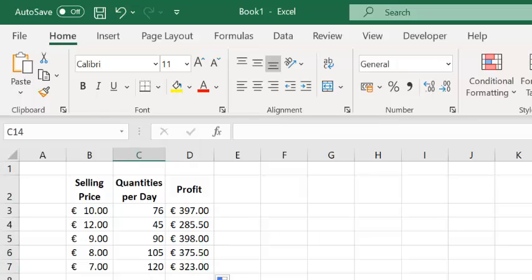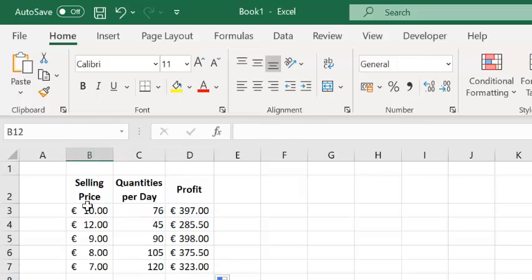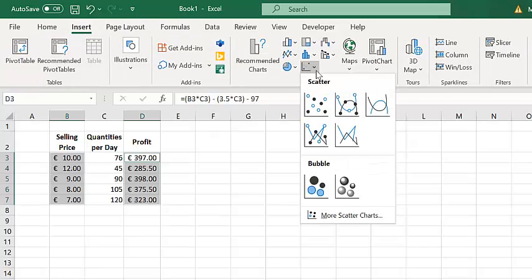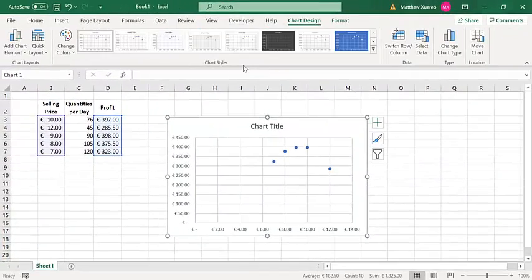Now I am going to plot the selling price against the profit in a scatter chart. So I will highlight the selling price and then I will highlight the profit. May I remind you that since we're going to highlight two columns which are not adjacent to each other, I am going to hold the control button, and while the control button is down, I will highlight the other column. Now if I go on Insert and choose a scatter chart like this one, I am going to remove the title.